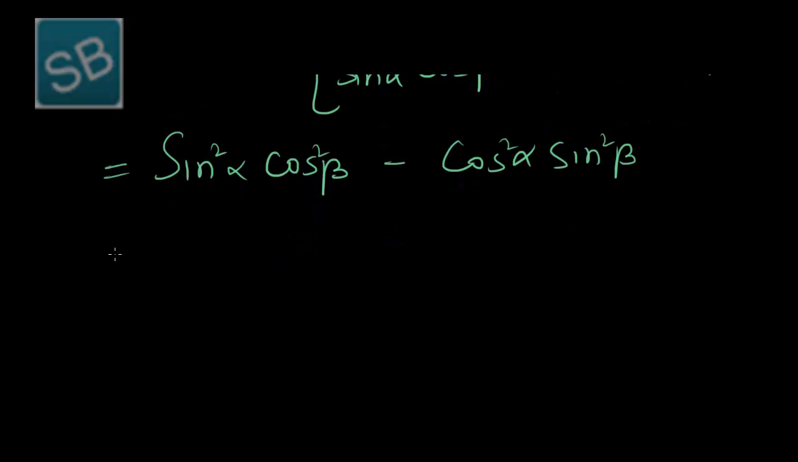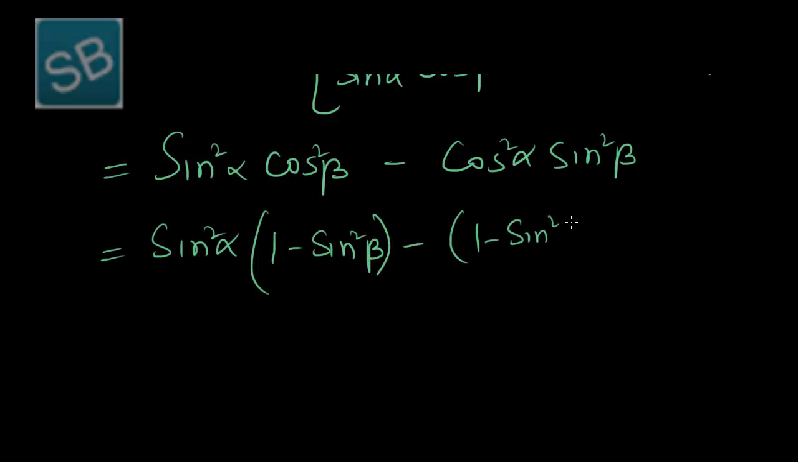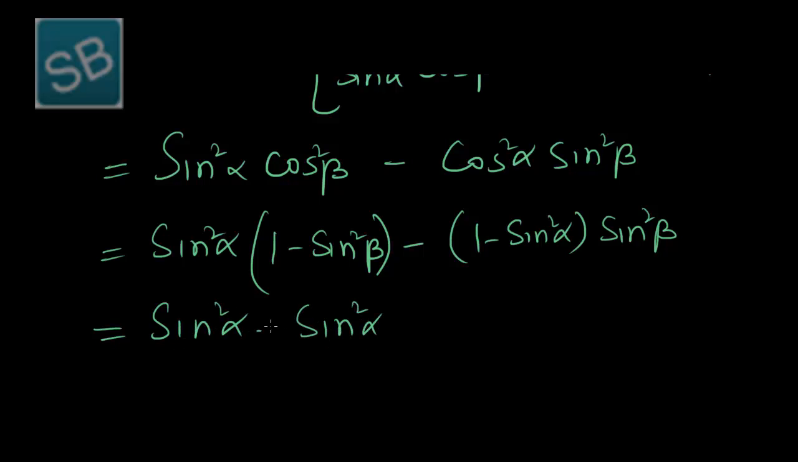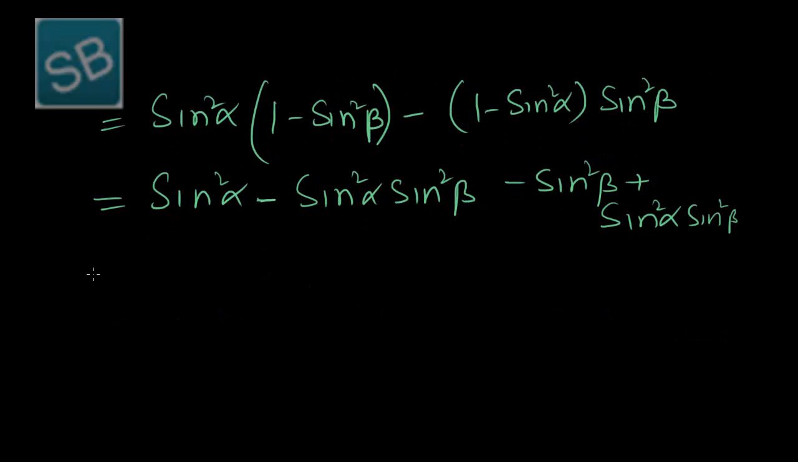So we have to convert the whole answer into sine form first of all. So we can change by using the identity sine square theta plus cos square theta is equal to 1. Cos square theta is 1 minus sine square theta. Here theta is beta. And here it becomes 1 minus sine square alpha into sine square beta. So on multiplying we get sine square alpha minus sine square alpha into sine square beta, and on multiplying this, minus sine square beta plus sine square alpha into sine square beta.